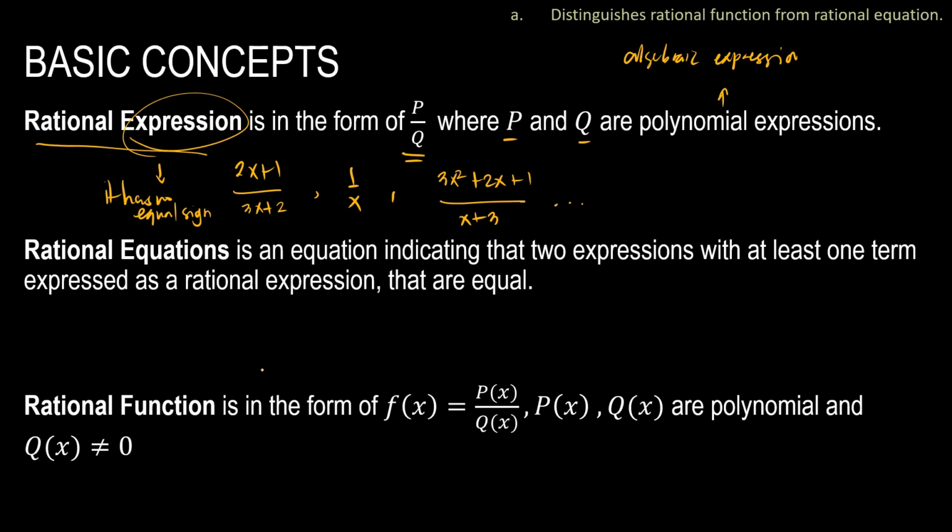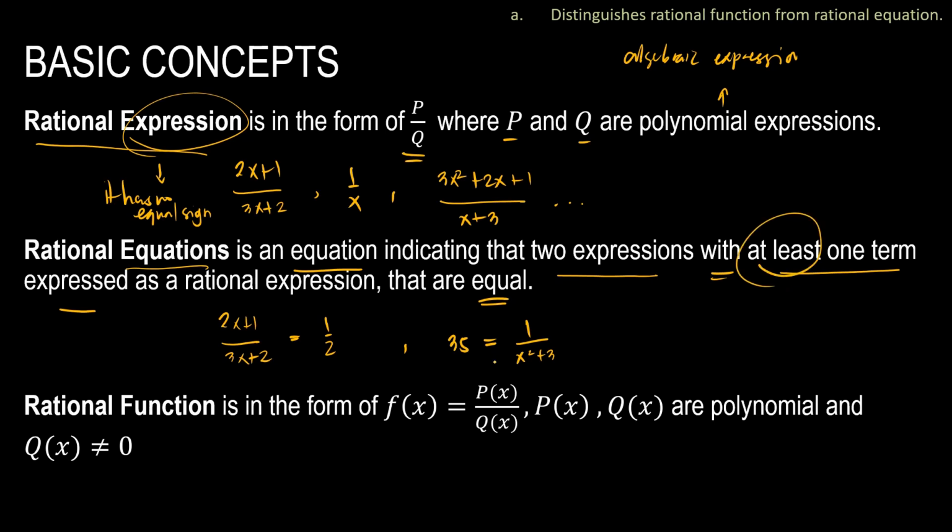Okay, now let's proceed to rational equations. So when we say rational equation, it is an equation indicating that the two expressions, with at least one term expressed as a rational expression, are equal. Okay, so when we're dealing with rational equations, we're dealing with the equal sign. For example, we have 2x plus 1 all over 3x plus 2 is equal to 1 half. Okay, so this is an example of a rational equation, or it could be 35 is equal to 1 over x squared plus 3. Okay, the condition here is at least one term expressed as a rational expression.